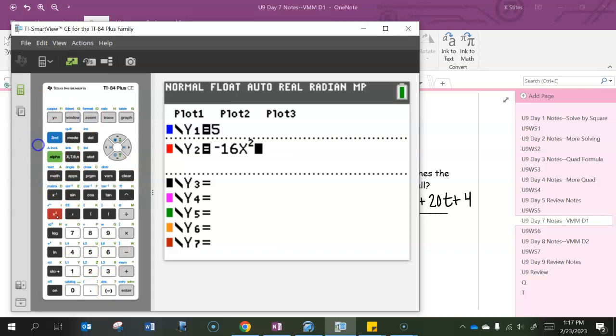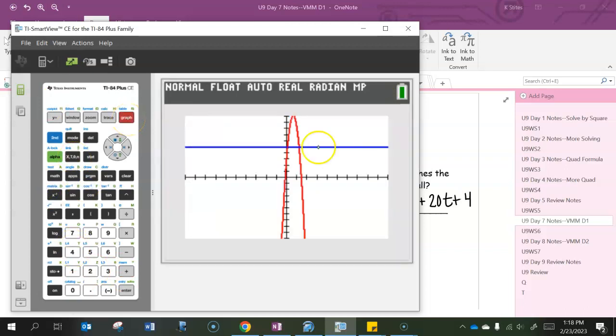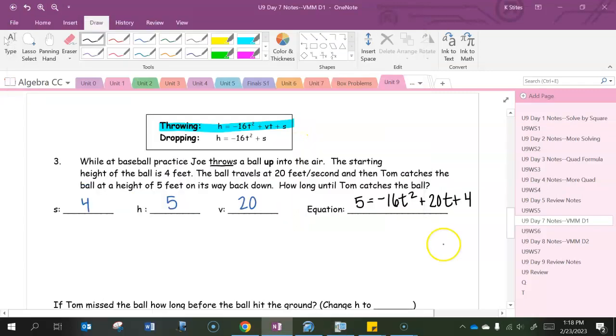All right, so I'm going to go ahead and do that. Make sure you don't lose this x right here. And notice when I do that, that means my intersection is going to be up here at 5. Now, it looks like both of these are positive intersection points, but it does say that Tom is catching the ball on its way back down.